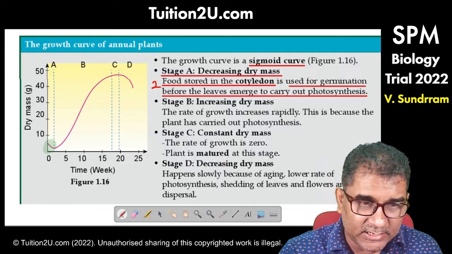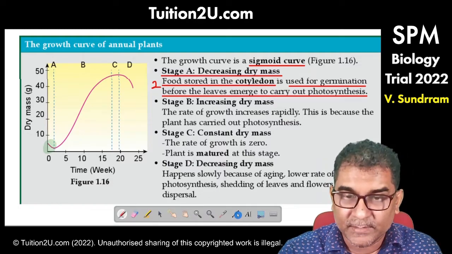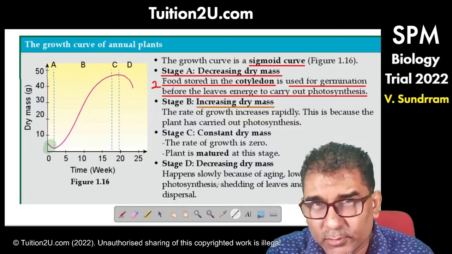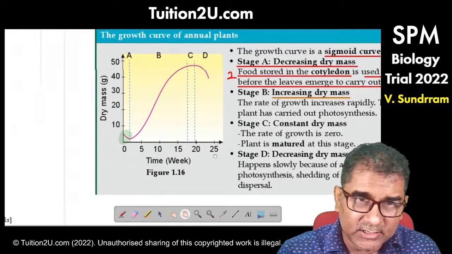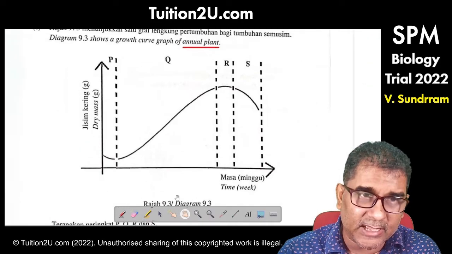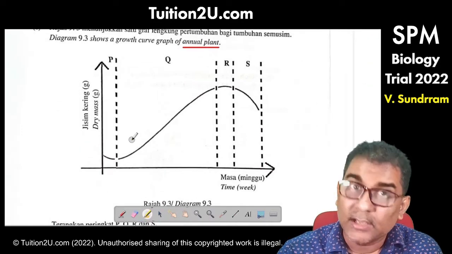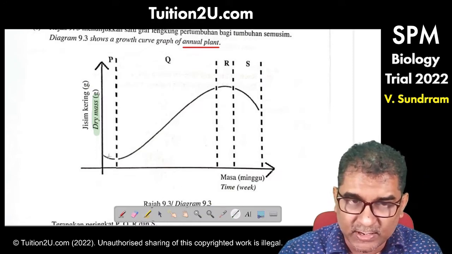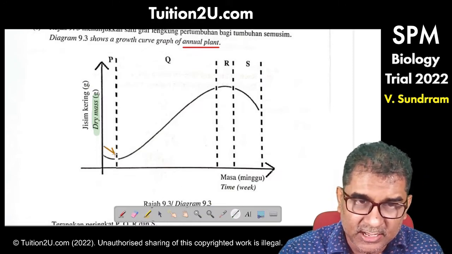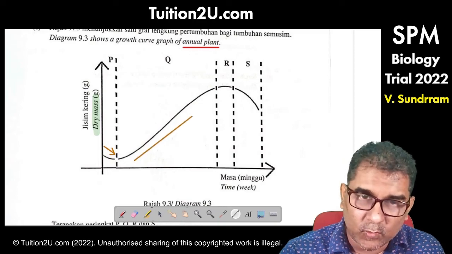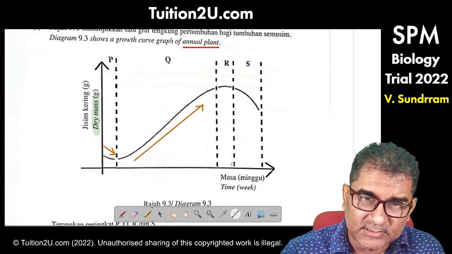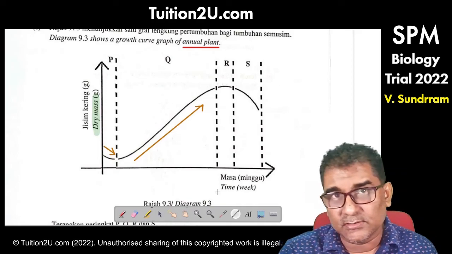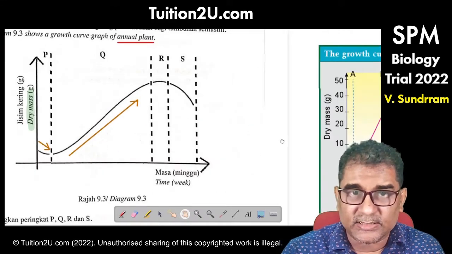So the next explanation is stage B. What is stage B? Increasing dry mass. Actually, if you note, they already show you the name dry mass here. An observant student will realize the name dry mass is already here. So what's happening in here? Dry mass decreasing. What's happening in here? Dry mass is increasing. That's the answer actually. It's an easy question.